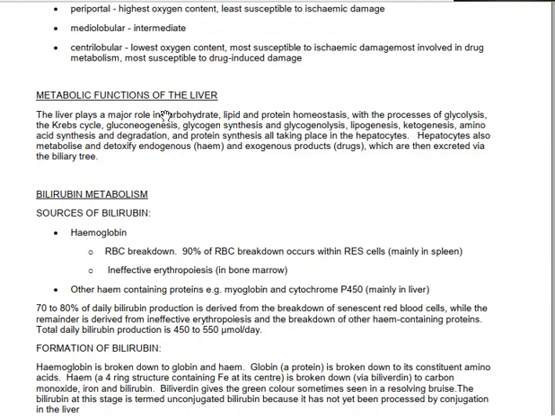Now, for the metabolic function of the liver, you need to know that the liver plays a role in carbohydrate metabolism, in lipid metabolism, protein homeostasis, in glycolysis, the Krebs cycle, gluconeogenesis, and all that.